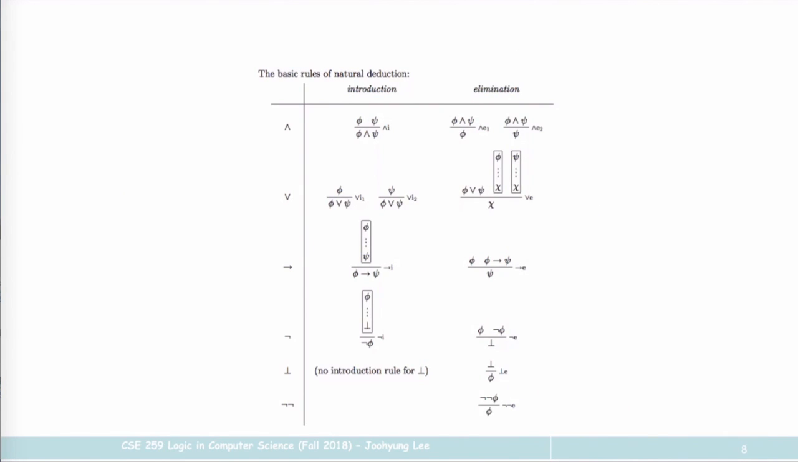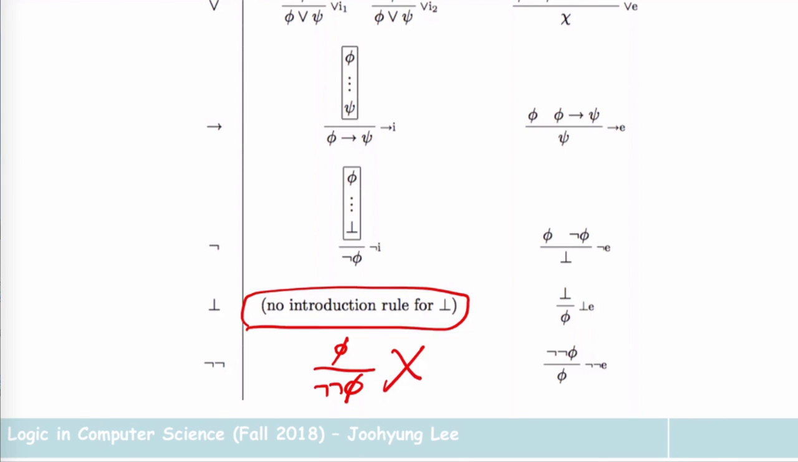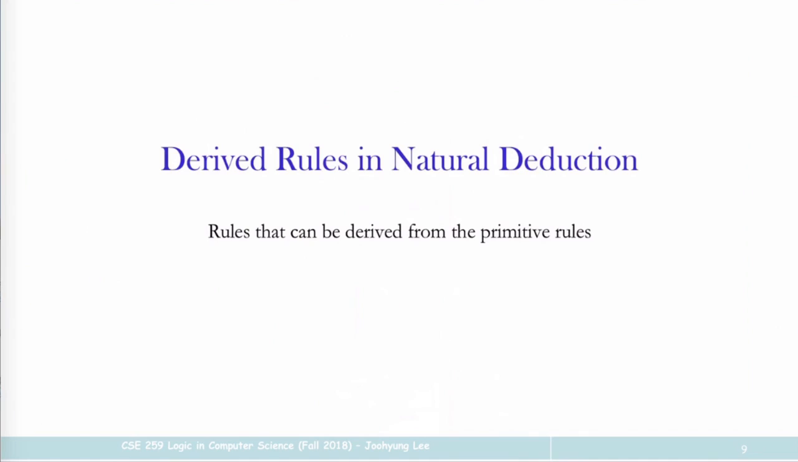Okay, so I'm done with the primitive rules, and this is the set of rules that you see from the textbook. Something that I didn't say: all of the rules are kind of paired, but there is no introduction rule for bottom. Previously I also said if you have phi, you can introduce double negation. In fact, this is not a primitive rule, although it is a valid rule to use. This is actually a derived rule, and we are going to see why it's derived. All the other rules are already there, so let's go and see the other rules.